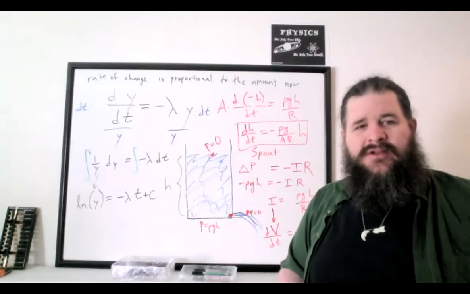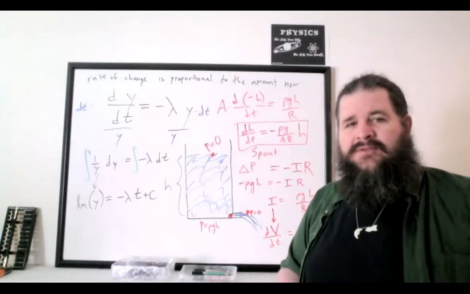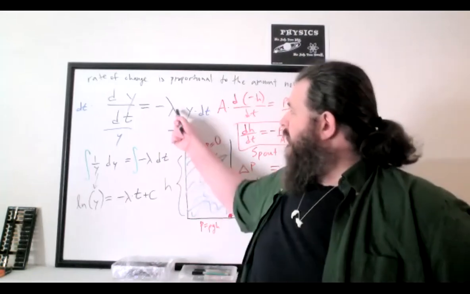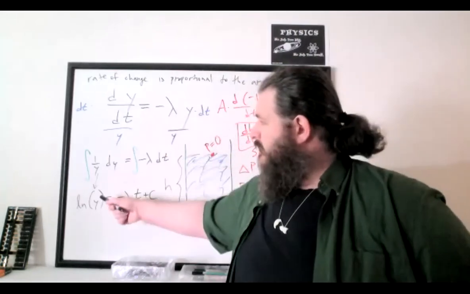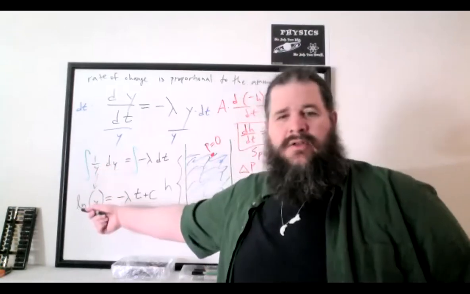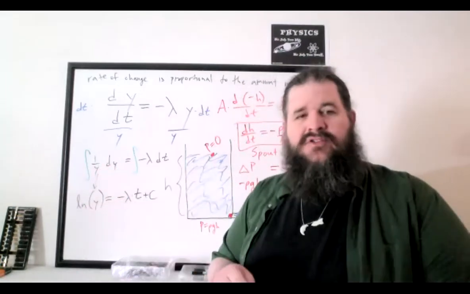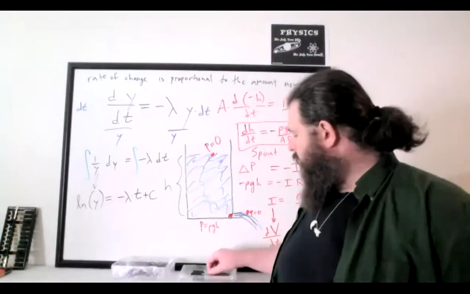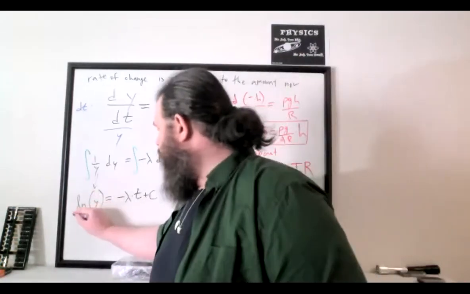Yeah, this is where the exponential comes in. The reason why we get an exponential function is because we had to divide by y to separate the variables. And when you integrate 1 over y, you get a logarithm. And now an exponential will cancel out the logarithm. So raise e to the power of both sides.